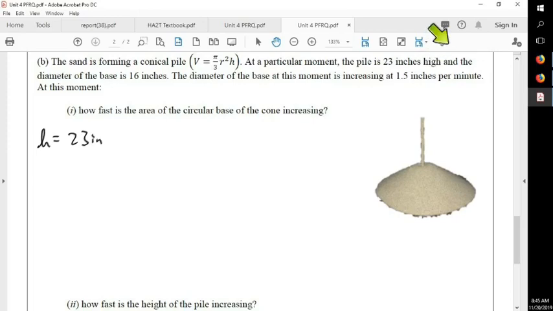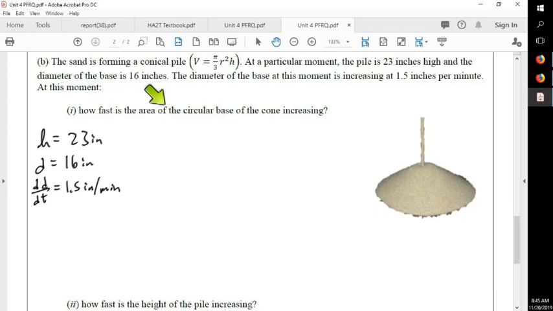Okay, it's that high, and the diameter of the base is 16. Oh, we know what D is. D is 16 inches. All right. The diameter of the base at this moment is increasing at 1.5. Okay, so dD/dt equals 1.5 inches per minute. Okay, at this moment. All right, now let's read our question.